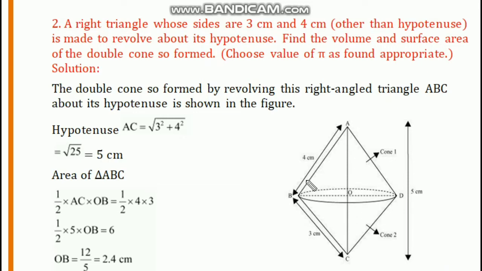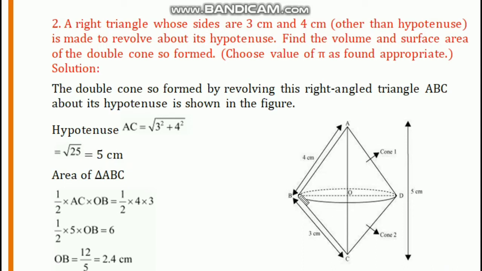Okay, AC. We know that the hypotenuse side square is equal to the sum of squares of the other two sides. So hypotenuse is equal to square root of 3 square plus 4 square, that is AB square plus BC square. So the hypotenuse will be 5 centimeter. Next we need to find the radius OB.